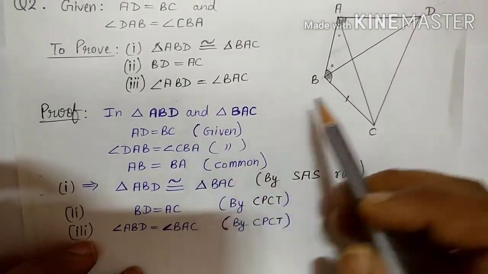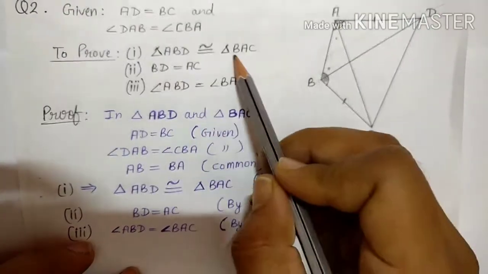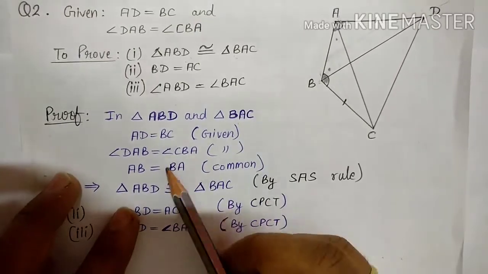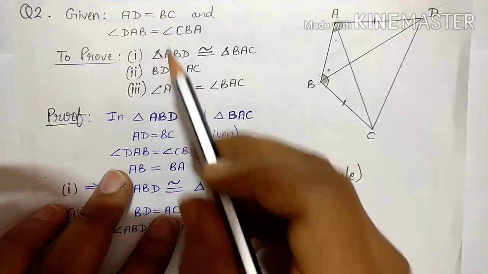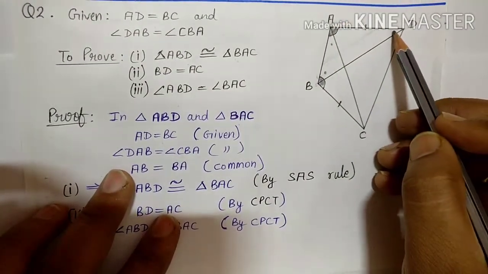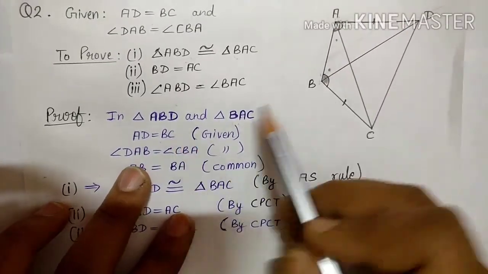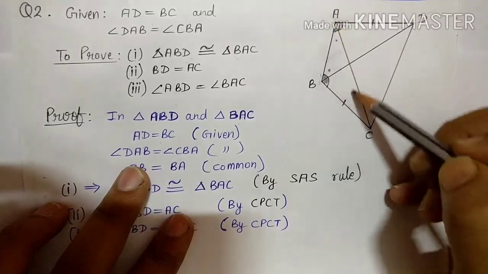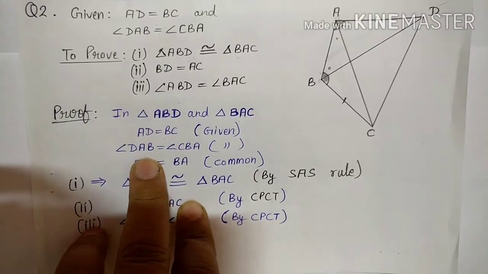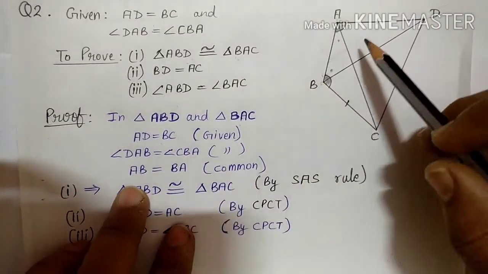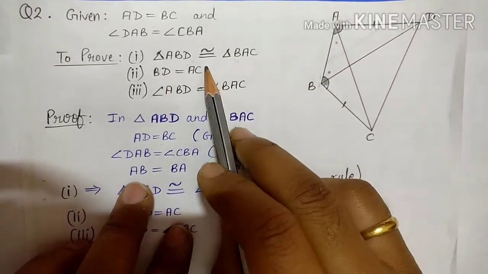So first we have written in triangle ABD and triangle BAC, because these two triangles we have to prove congruent. So we have taken these two triangles only. Here in these two triangles, AD equals BC, because it is already given in the question. AD is a part of triangle ABD and BC is a part of triangle BAC. So these are sides of two different triangles, and they are equal to each other, as given in the question. Then angle DAB equals angle CBA, that is also already given in the question.